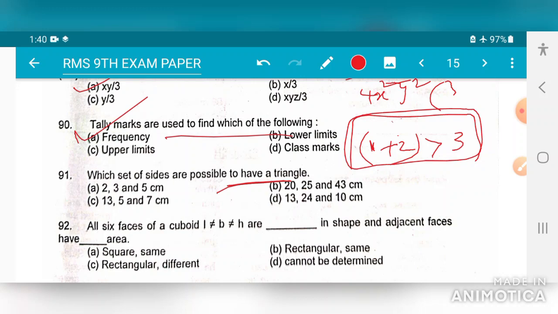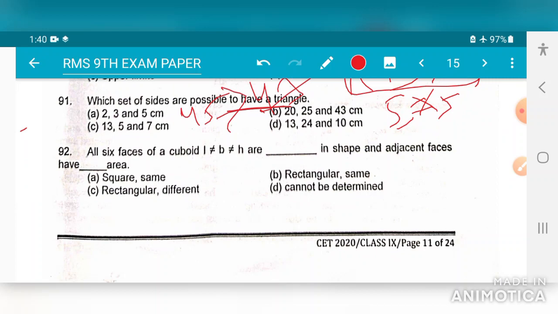So see here, option A: 2 plus 3 is 5. In A's case, 5 is equal to 5. This is not possible. In the second, option B, 20 plus 25 is 45. Okay, 45 is greater than 43. Yes, this is the correct one.